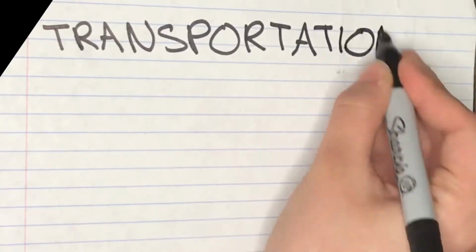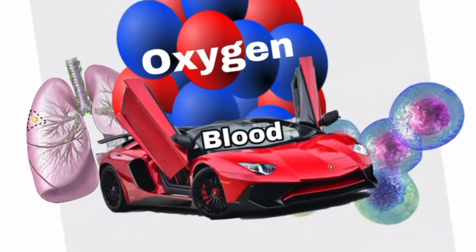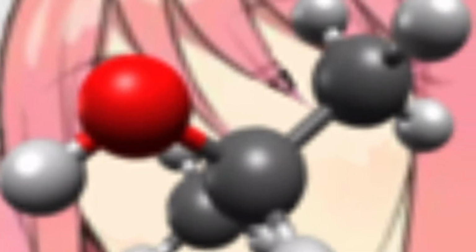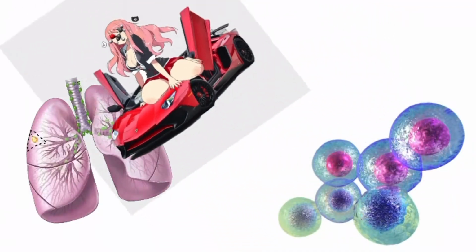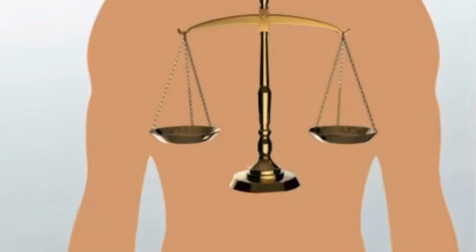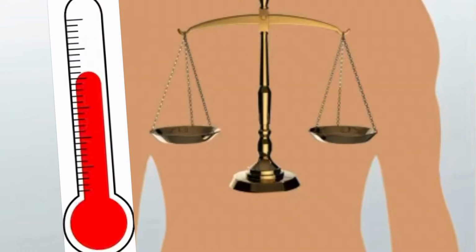So the first one we're going to go over is transportation. Blood transports oxygen from the lungs to the cells of the body and carbon dioxide from the body cells to the lungs. Next one we're going to go over is regulation. Circulating blood helps maintain pH through homeostasis of all body fluids, and helps regulate pH and body temperature.